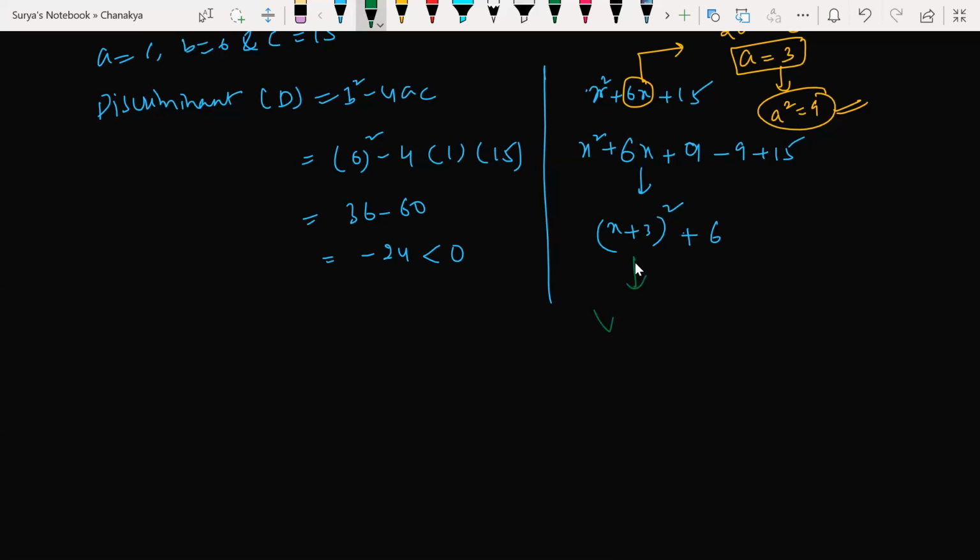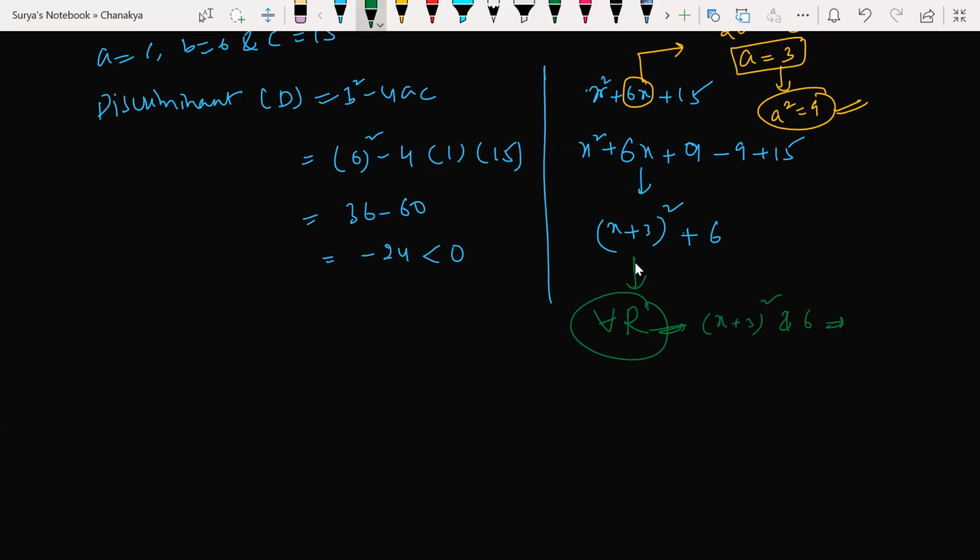What does this symbol denote here? For all real numbers, (x plus 3) whole square plus 6 will always be positive. It can be greater than or equal to 6. Do you agree with my point? You understand my point? Greater than or equal to 6.